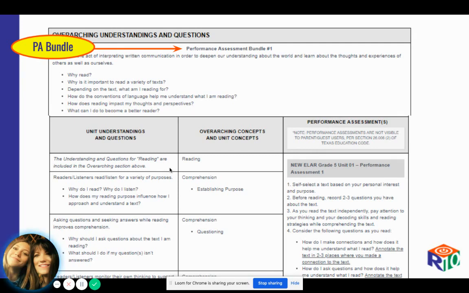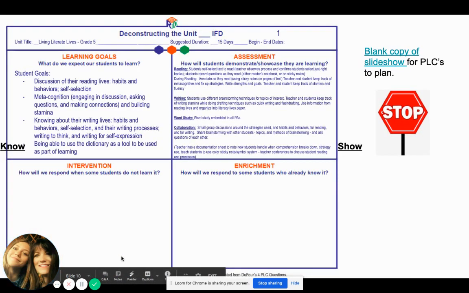So let me show you what you're going to do next with your PLCs. You're going to get a blank copy of this slideshow, the one that looks like this. This is the one we used during our training. And you're going to look at the introduction and pull out what the goals are for this student. What are they going to need to know in this unit? You can see that I've done that. This is the one I used as I did my training, and this is the one I did for 5th grade.